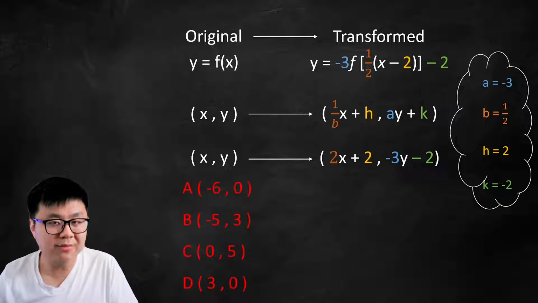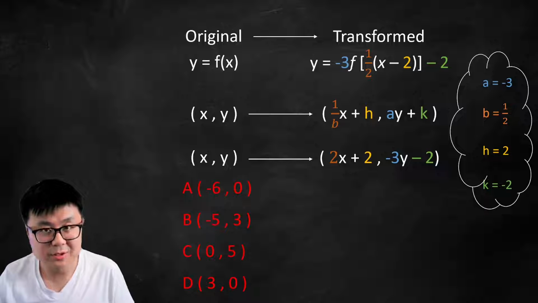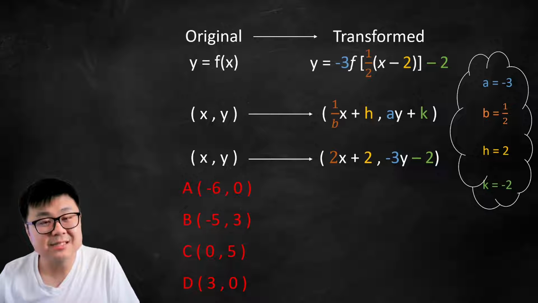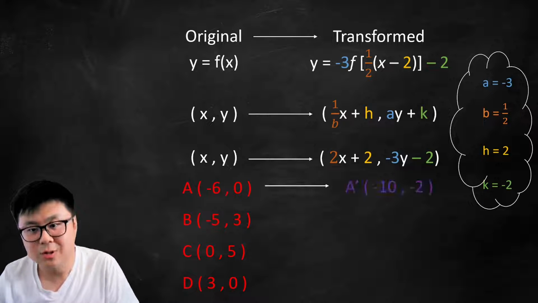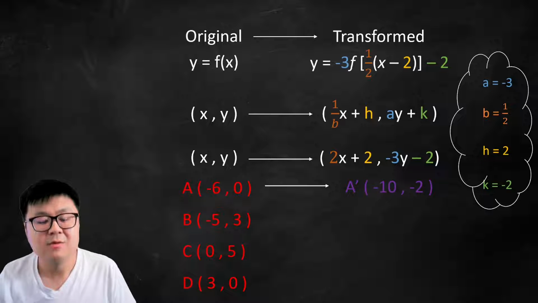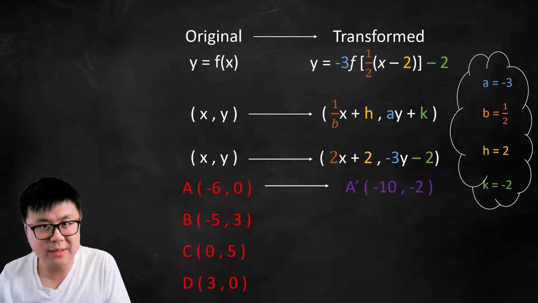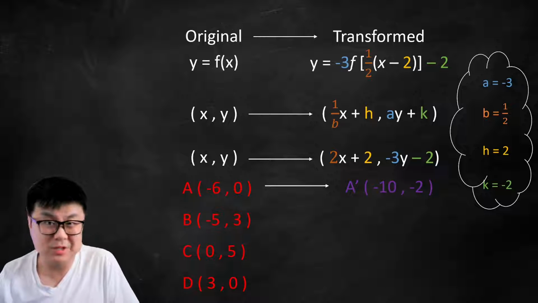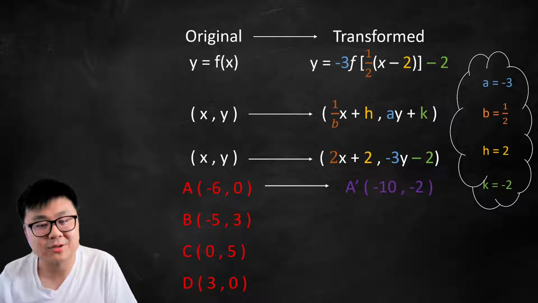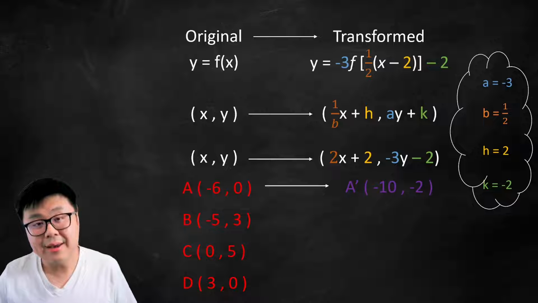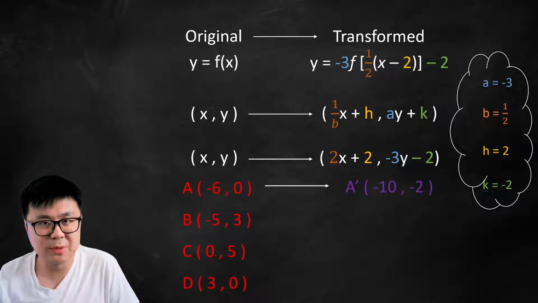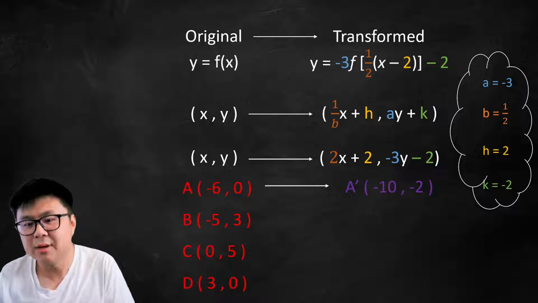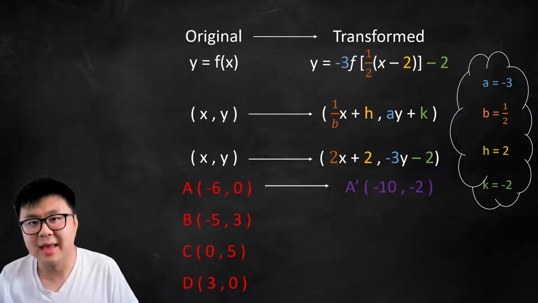So for all of these 4 points on the original function, starting with point A, the -6, the x value of that first point, I'm going to multiply it by 2 and then add 2 to get -10. For the y value of 0 on the first point, I'm going to multiply it by -3, which is still going to be 0, and then subtract 2 to get -2. So now I know that the corresponding point on the new function of my original point A, and let's call that A prime, is going to be -10, -2.